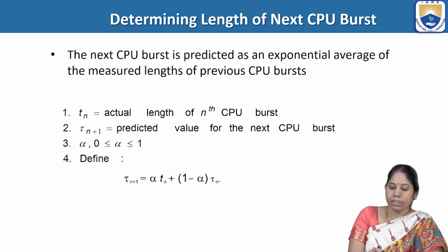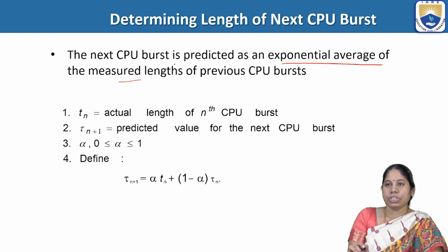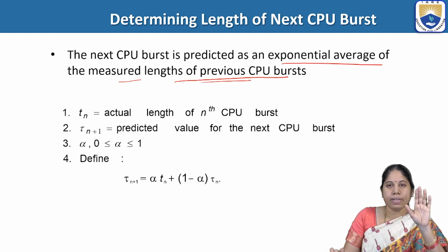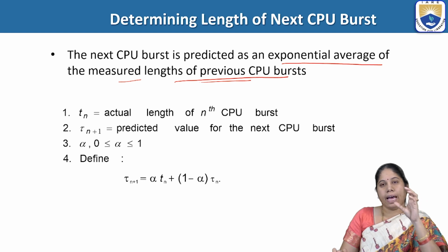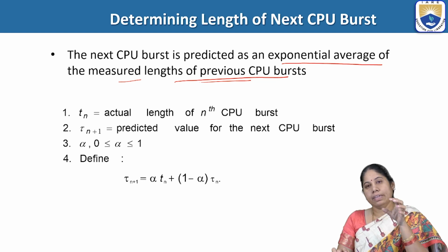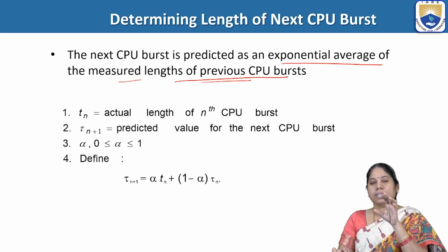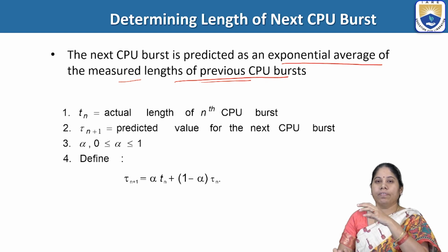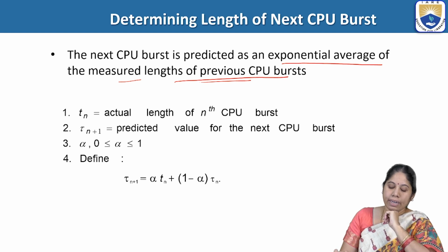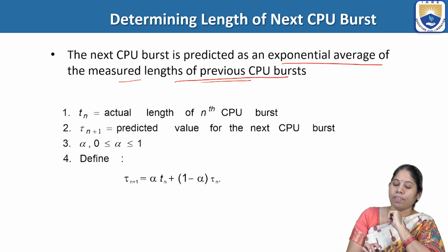This is the formula using the exponential average of the measured length. The next CPU burst is predicted as the exponential average of the measured lengths of the previous CPU bursts. Okay, I have a process. For this task, I am going to take 20 milliseconds of CPU time. Then if another process comes for the same kind of task, we can estimate that it will also take 20 milliseconds, the same as T1. Like that, here we are making a generalized formula for this.